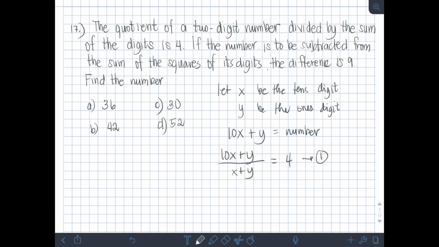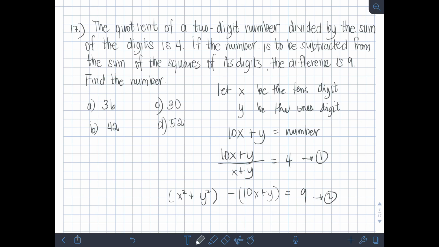So, equation 1. Next, if the number is to be subtracted from the sum of the squares of its digits, the difference is 9. So, pag sinubtract daw natin yung number na 10x plus y from the sum of the squares of the digits, the answer is 9. Okay, so equation 2. So, meron na tayong dalawang equations. Pwede na natin isolve si x and y.